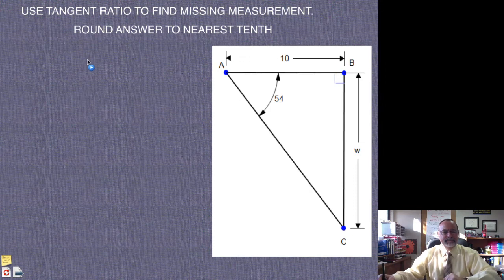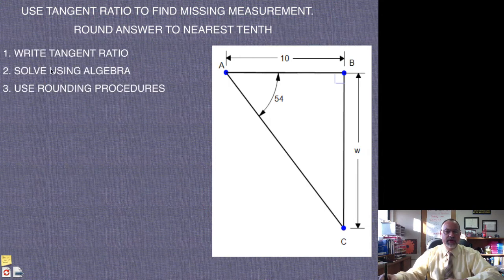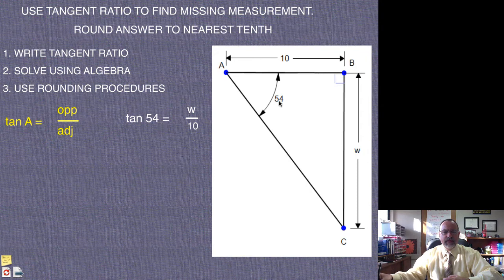Okay, anyways. So my instructions are to use the tangent ratio to find the missing length and then round that answer to the nearest tenth. So because it tells me to use the tangent ratio, I want to solve it using the algebra, giving the exact answer, and then use my rounding procedures. I remember that the tangent ratio is equal to the opposite side over the adjacent, so I find the angle that I'm given. I look to the opposite, that's W. I look to the adjacent, that's 10, and so I write my ratio. The tangent of my angle is equal to the opposite over the adjacent.